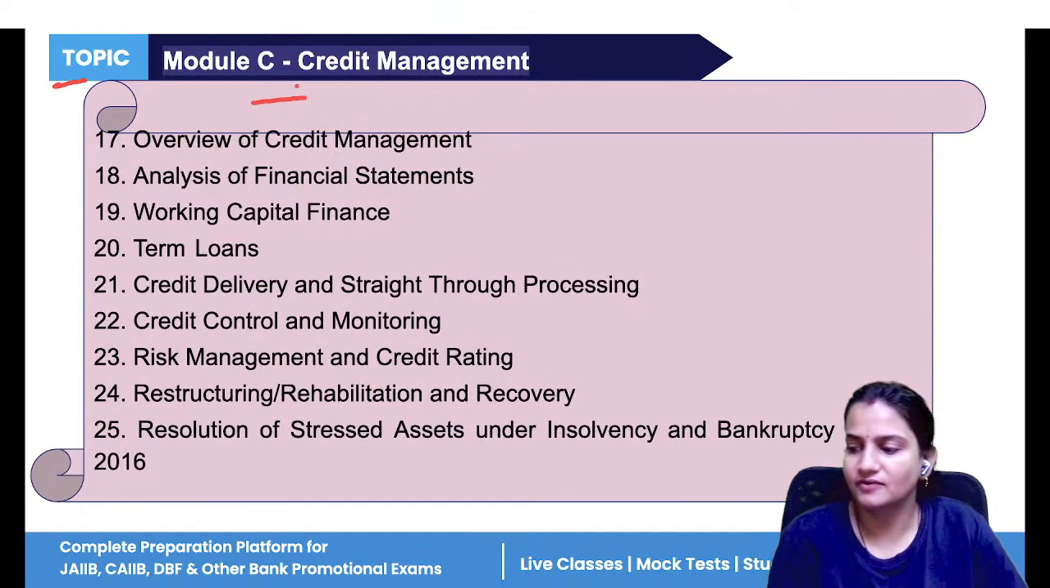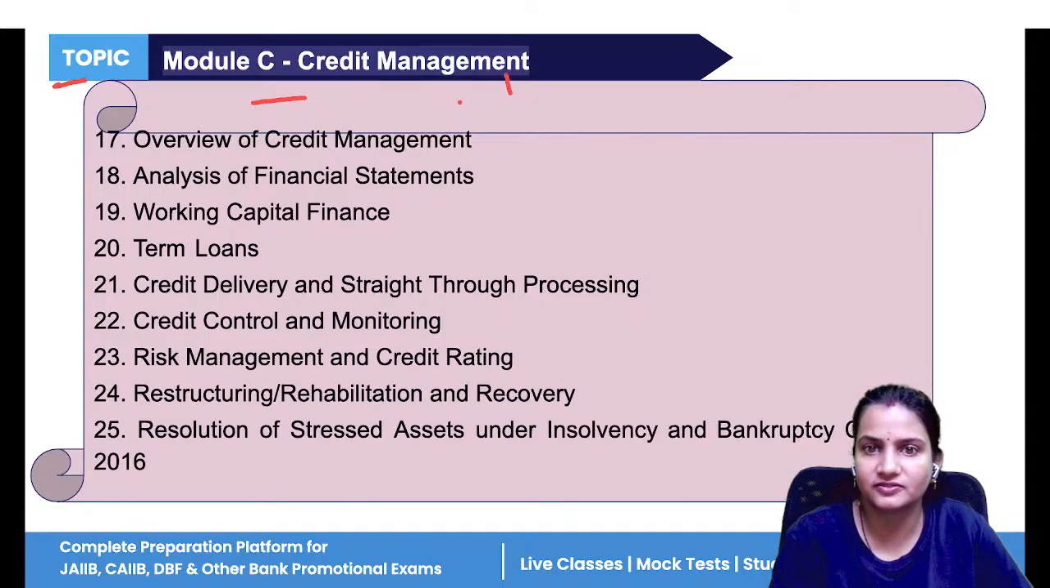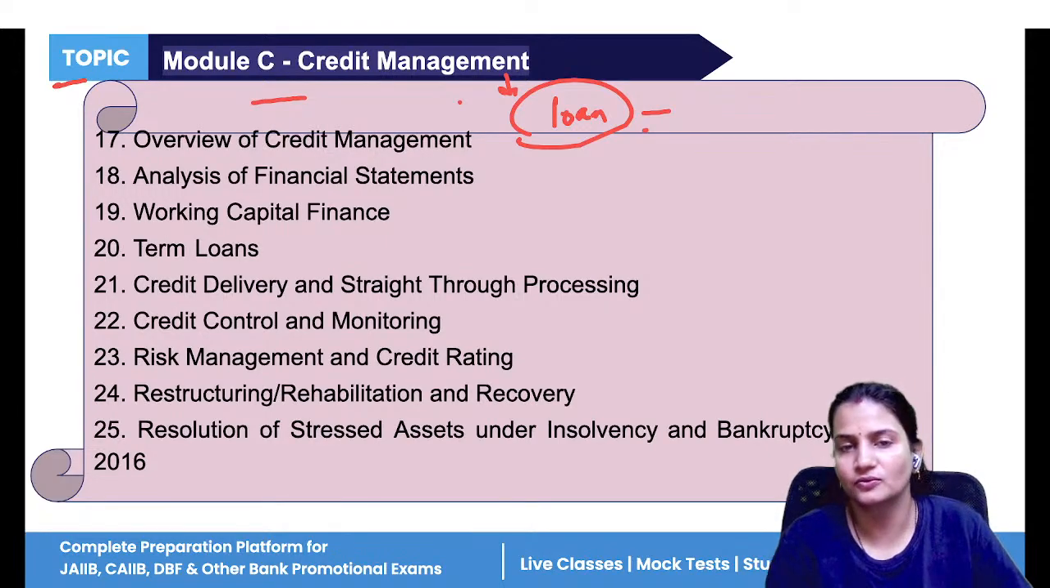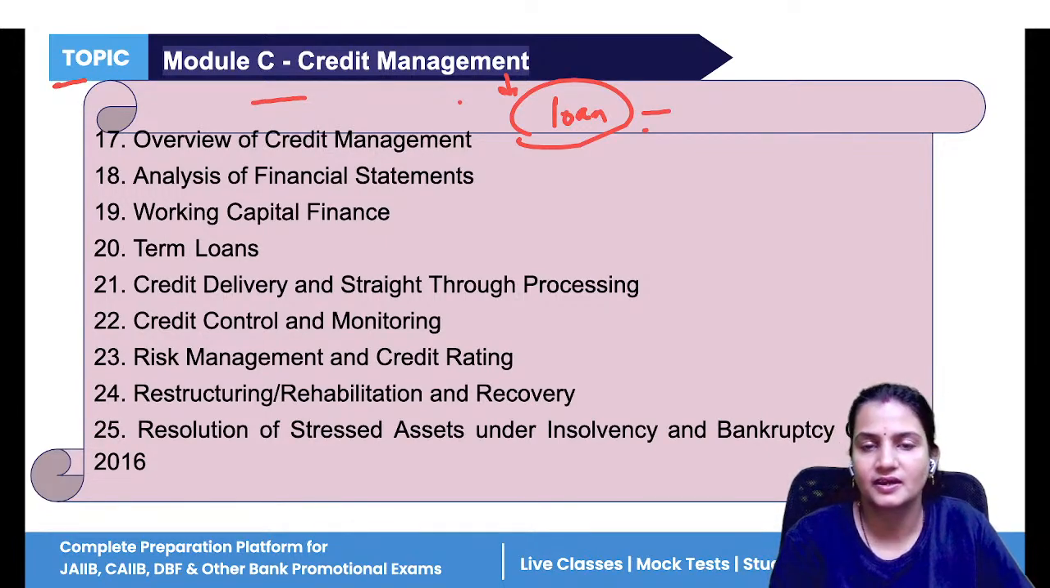Then next we have module C, credit management. So it is all about managing your credit, managing your loan. So how banks manage loans, how they do loan appraisal, after loan appraisal, how they do disbursement, how they do credit control and monitoring.